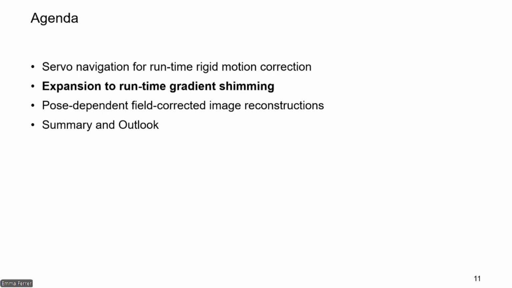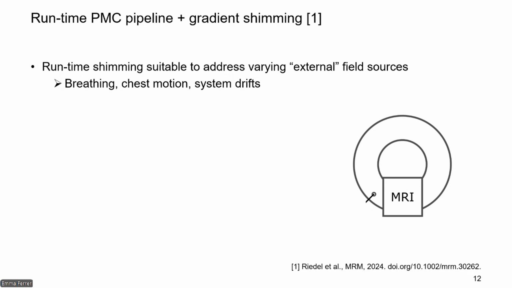So the next point is expansion to runtime gradient shimming. The idea here is in the scanner, we have effects like breathing, chest motion, arm motion, system drifts. And these sources that are external to the brain imaging realm can usually be captured well in low order spherical harmonics. And the shim coils of the scanners are made for this kind of stuff. And we want to use them for runtime shim adaptation with the same method here to get the fields corrected in runtime as well.